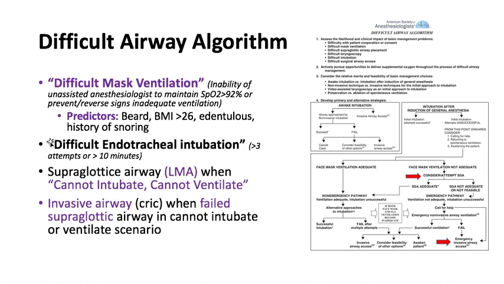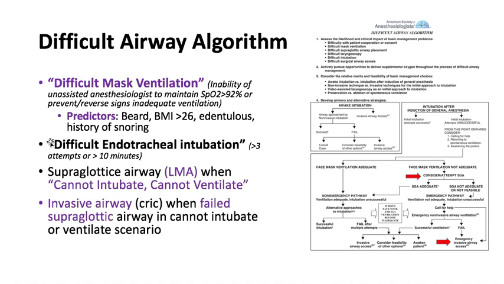Difficult airway algorithm is the next keyword. Let's define difficult mask ventilation first. The ASA difficult airway algorithm is shown to the far right, and difficult mask ventilation is defined by the inability of an unassisted anesthesiologist, one person who's trying to ventilate someone, to maintain their saturation greater than 92% or prevent or reverse signs of inadequate ventilation. The end-tidal CO2 is rising, the saturation's dropping, you're by yourself, and you're having difficulty ventilating that patient.